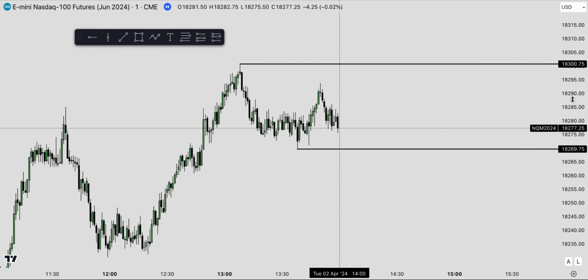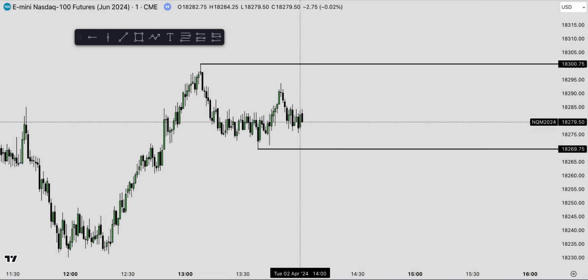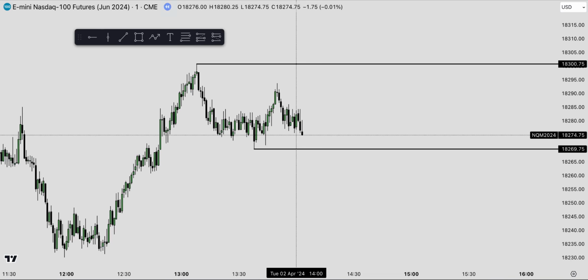I'm not going to lie, the PM session silver bullet isn't the best, it's not the clearest, but sometimes when you get a choppy morning, you will usually get a very nice PM session silver bullet. So that's probably the only time that I tend to trade the PM session. Other than that, I don't trade it as it's not that clean. We're waiting for one of these liquidity levels to be swept.